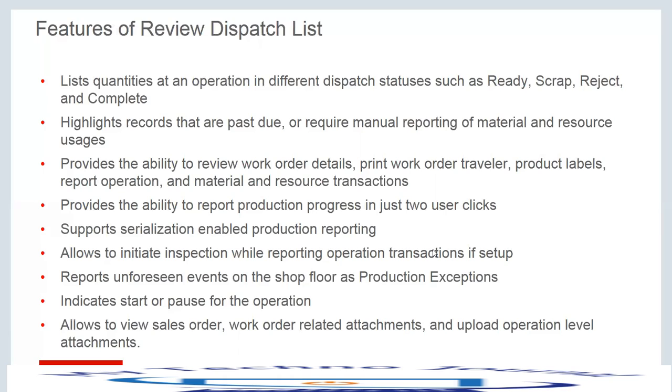So in the dispatch list, to perform a transaction, there are 2 methods again. One is called quick complete and another is called complete with details. If I say quick complete, with 2 clicks, I can complete an operation. Only thing is, I will not have control on that operation. Whatever components or material quantities I have set at the work order level, that will get consumed. And from the resource perspective, also the same.